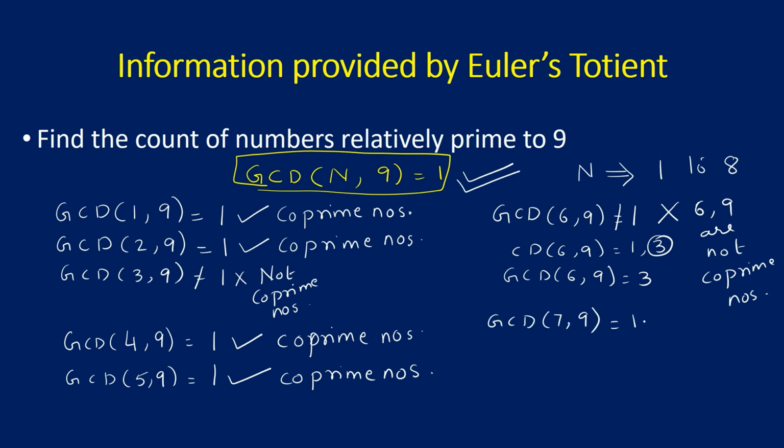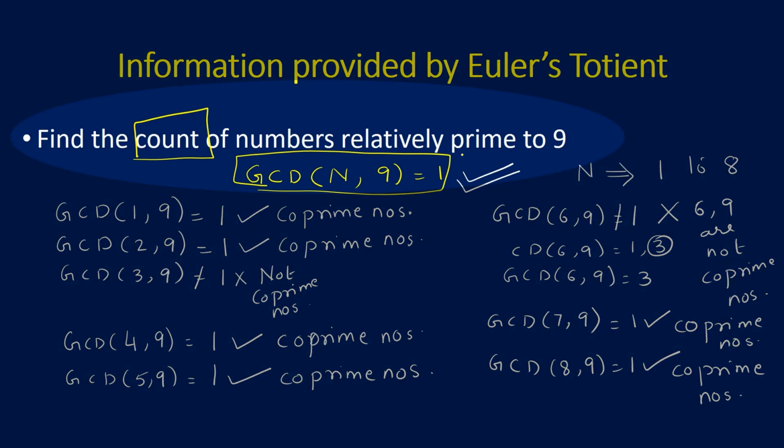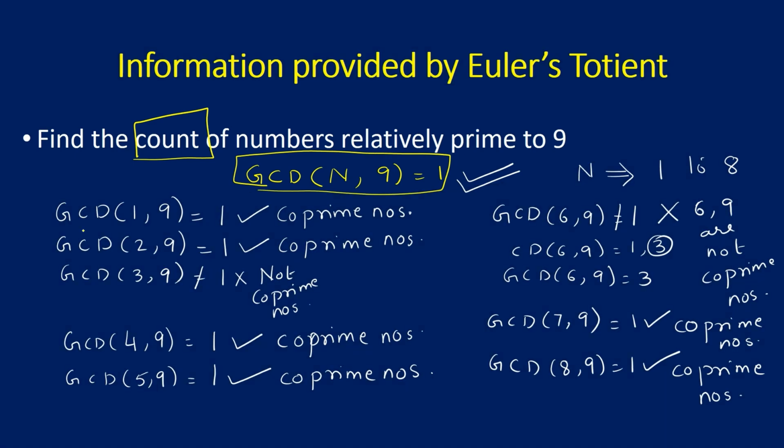What about 7 and 9? The only common divisor between 7 and 9 is 1, and hence they are co-prime numbers. What about 8 and 9? Since the only common divisor between 8 and 9 is 1, 8 and 9 are co-prime numbers. Now, what was the goal of this question? We wanted to count the number of relatively prime numbers to the number 9. So what is the count of numbers which are relatively prime to 9? So let us count that.